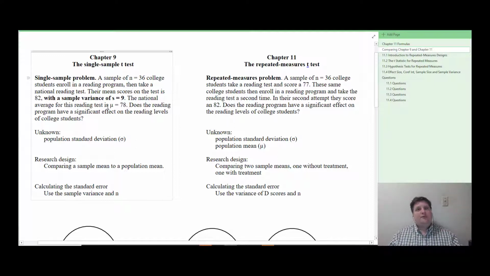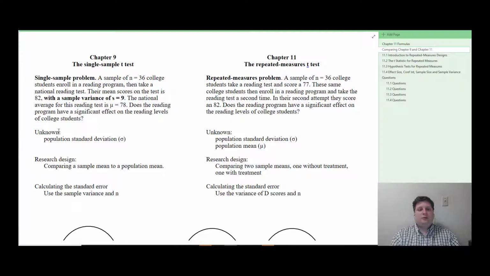The problem with chapter 11: very often we don't have information on how the population does. So what we can do is take two samples and compare them. A sample of 36 college students takes a reading test, and they score 77. The same college students enroll in a reading program and take the reading test a second time, and on their second attempt they score an 82. So does the reading program have a significant effect on the reading levels of college students?